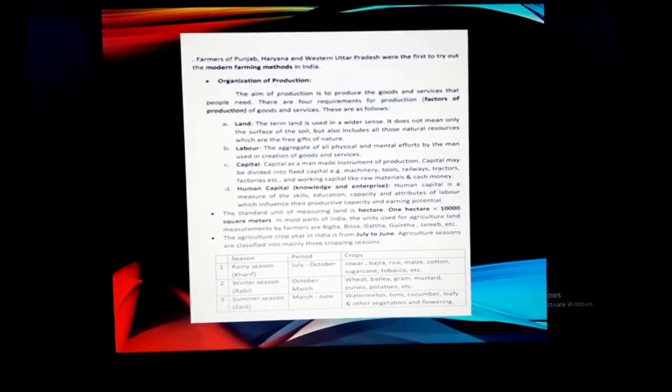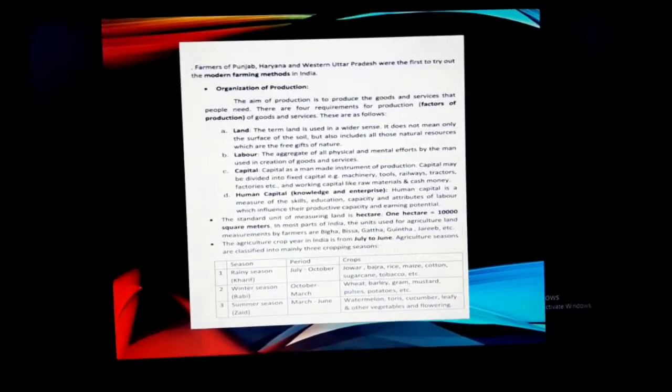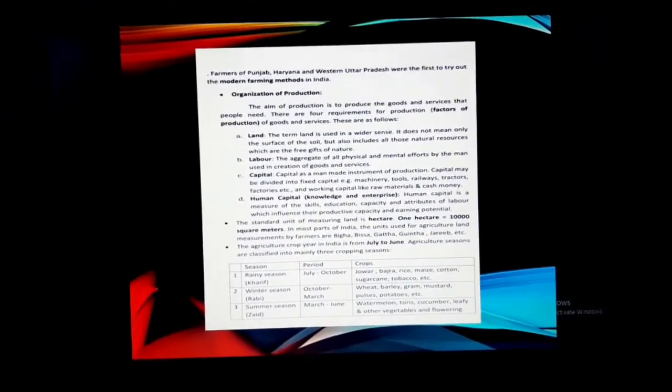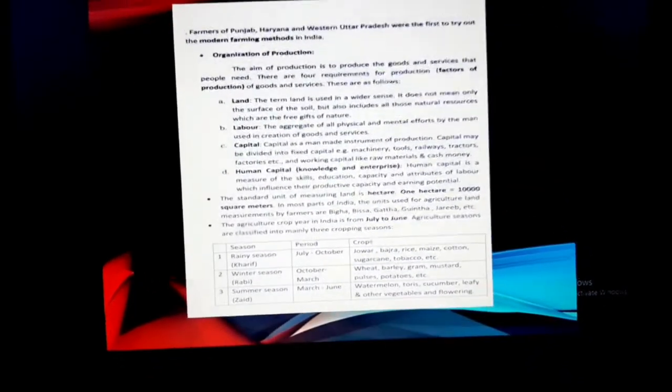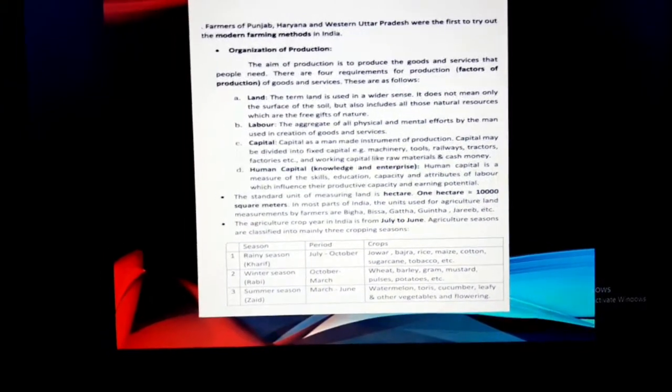There are four requirements for production: factors of production of goods and services, distribution, consumption, and production. So, what were the four? Land, labor, capital, and human capital.